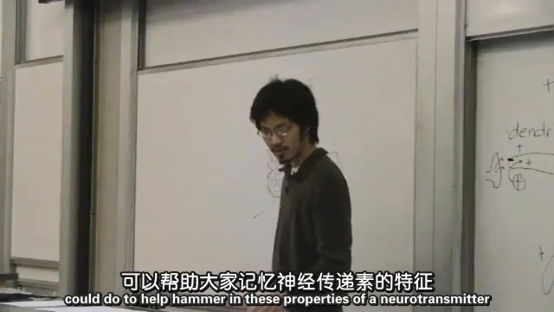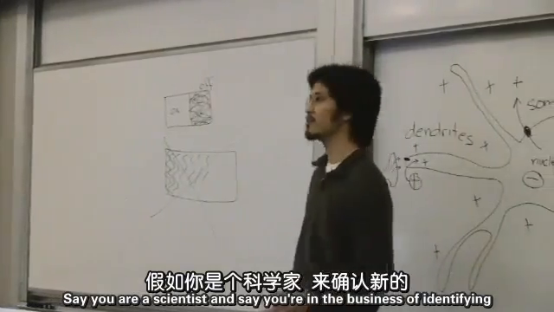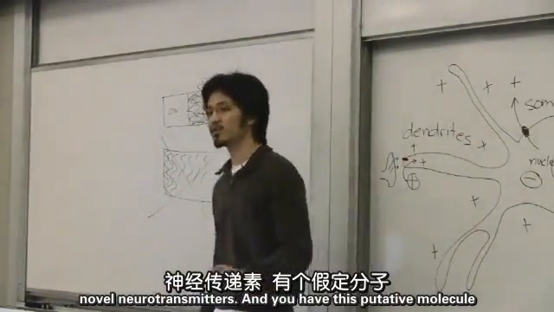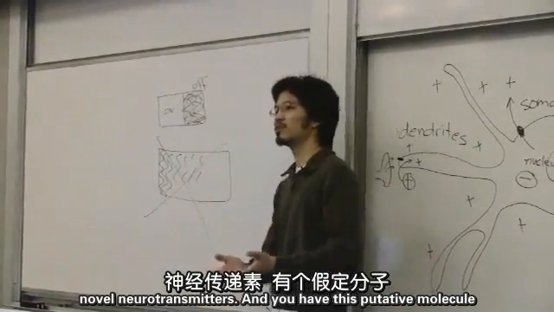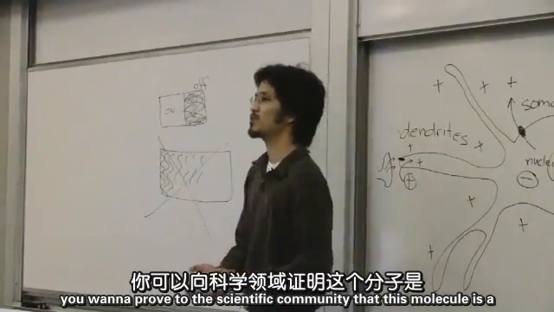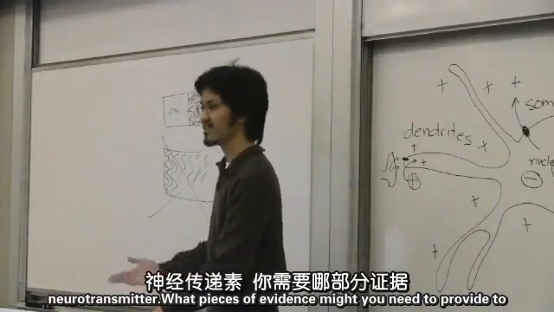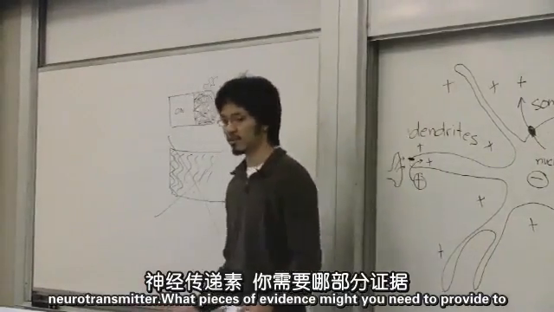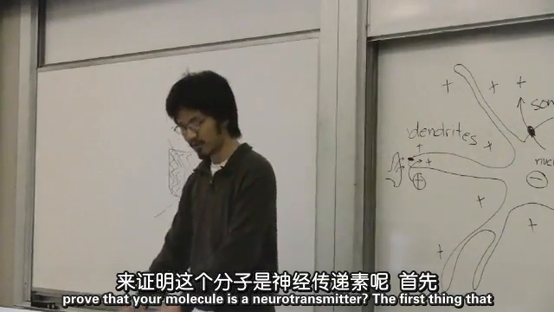properties of a neurotransmitter. Say you are a scientist, and say you are in the business of identifying novel neurotransmitters. And you have this putative molecule, and you want to prove to the scientific community that this molecule is a neurotransmitter. What pieces of evidence might you need to provide to prove that your molecule is a neurotransmitter?